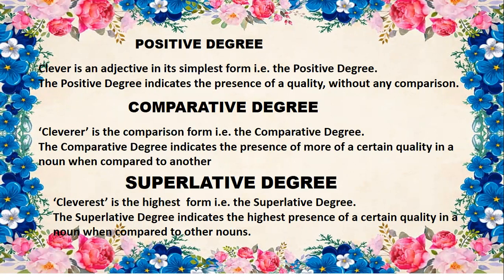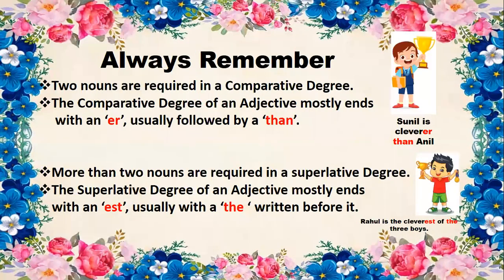Now we come to the superlative degree. Cleverest. Cleverest is the highest form, that is the superlative degree. The superlative degree indicates the highest presence of a certain quality in a noun when compared to other nouns. Always remember, children, two nouns are required in a comparative degree.